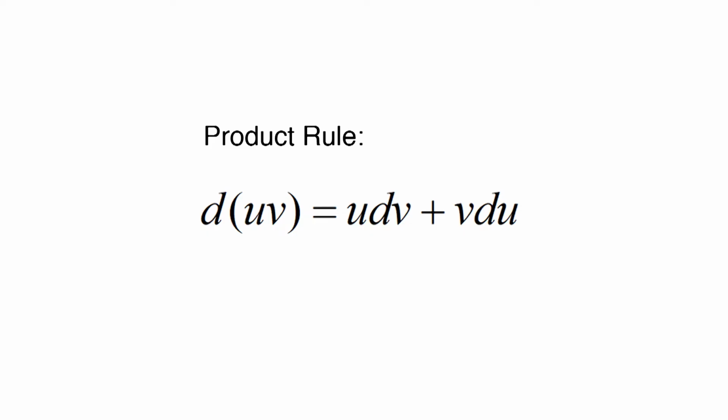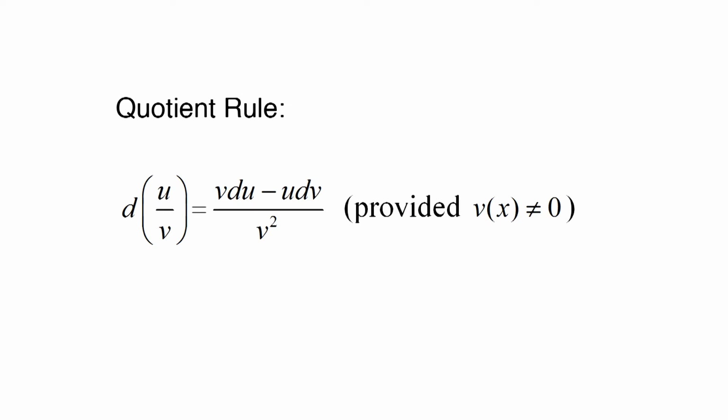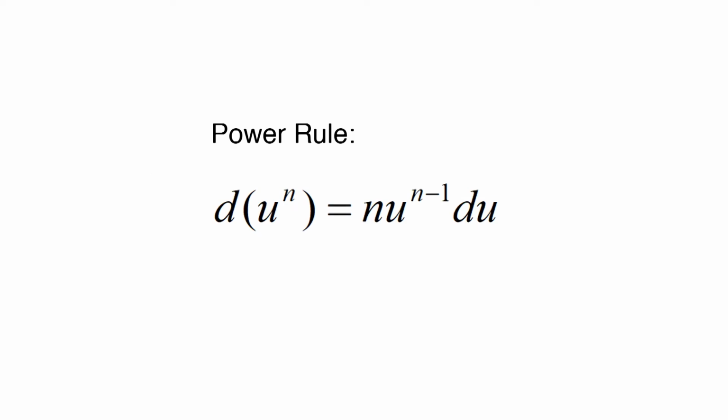Similarly, the following formulas for differentials can be derived. Product rule: d of uv is equal to u dv plus v du. Quotient rule: d of u by v is equal to (v du minus u dv) by v square, provided v of x is different from 0. Power rule: d of u raised to n is equal to n times u to the power n minus 1 du.